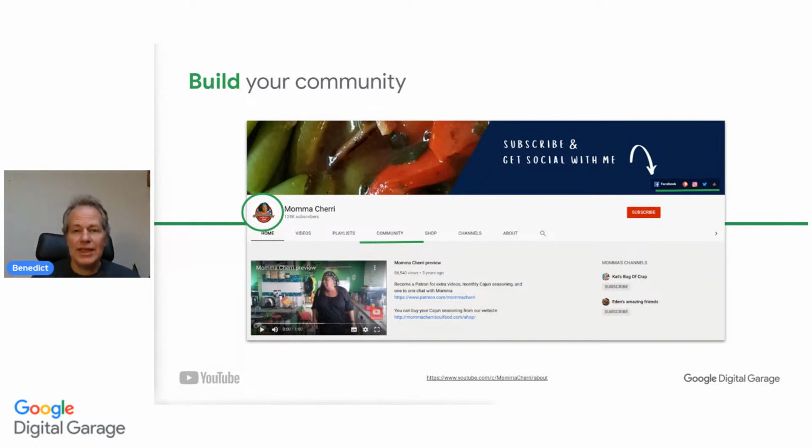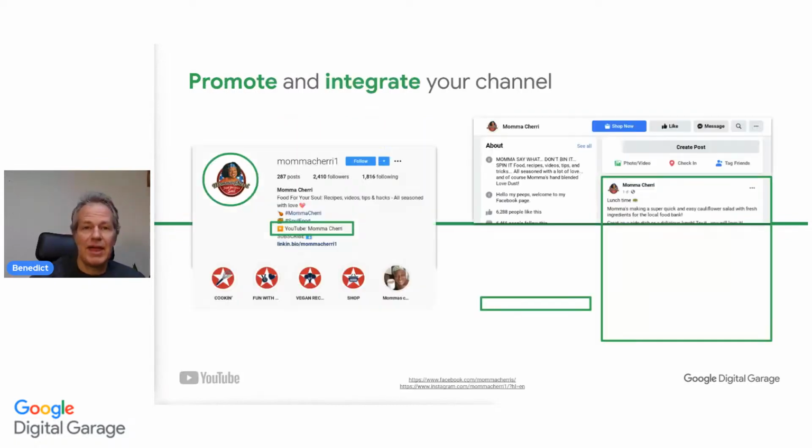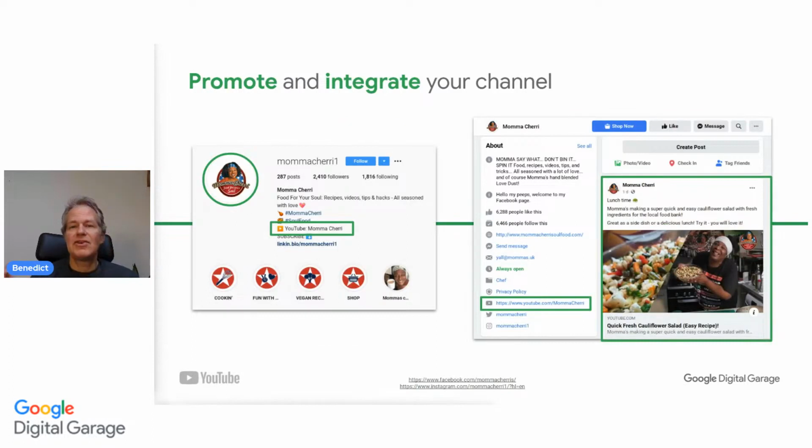Now add links to your emails, videos to your blogs, share teasers across your social pages, add your social media handles into your description page, and use the community tab to interact directly with your subscribers. You can also add buttons to your YouTube banner to take your viewers directly to your other pages. Okay, promote and integrate your channel.